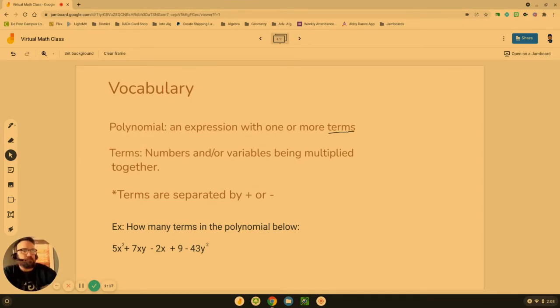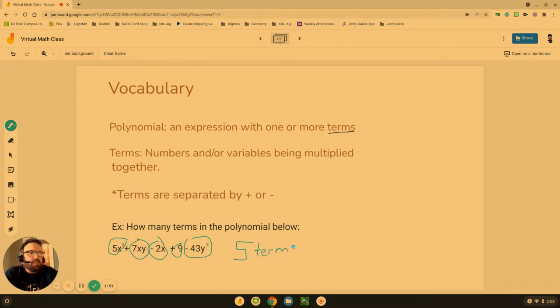How many? Well, hopefully you answered 5. Here's a term. Here's a term. Here's a term, here's a term, and here is a term, right? 5x squared, 5 times x squared. So that's a term because they're being multiplied. But the minute we separate it with an addition or that subtraction sign, it separates it into different terms. So that one has what we call 5 terms.